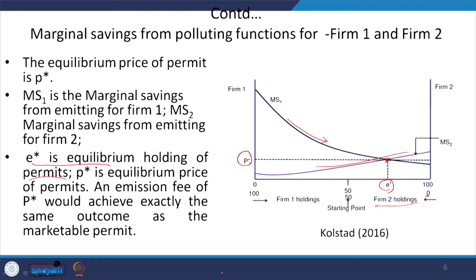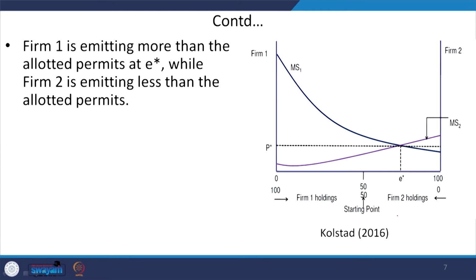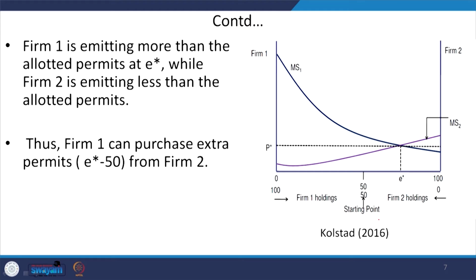Now, if you are thinking of a pollution tax or emission fee, then when the government imposes an emission fee, the amount of the emission fee would be just equivalent to this P star, right? And so, you can say this emission fee of P star is going to achieve exactly the same outcome as the case of marketable permits, right? So, this is how we can compare marketable permits with the emission fee, right? So, now we can find the equilibrium permit holding is E star.